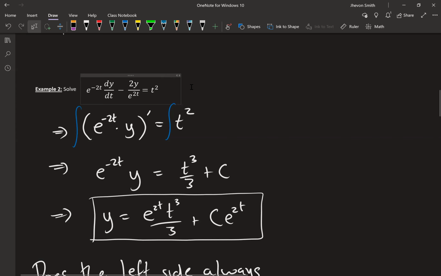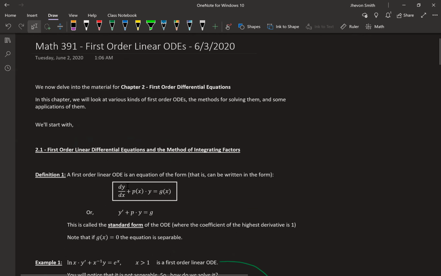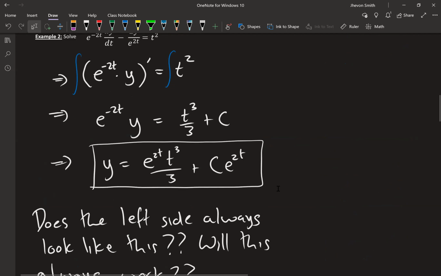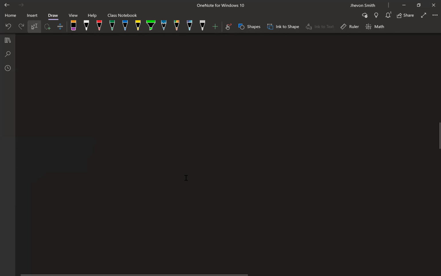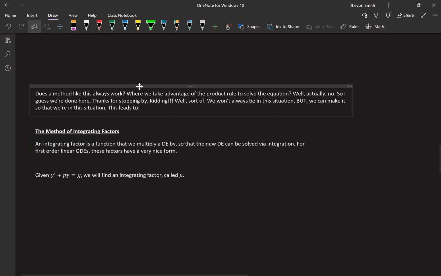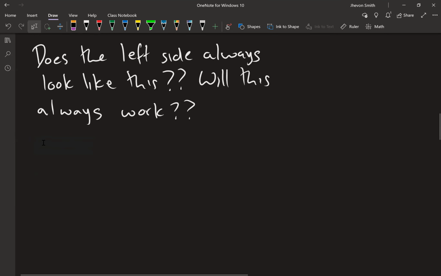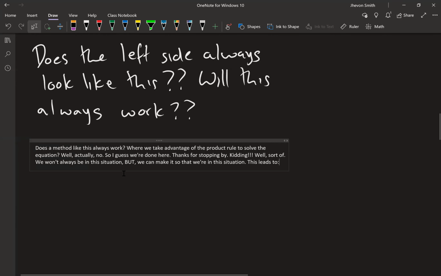Of course, all first order linear differential equations in real life are going to conform to the product rule. No, it turns out that is not a requirement. There is no requirement that the first order linear differential equation has to somehow conform itself to the product rule. Okay, so that is an obvious question, right? These two examples were too nice. So now that leads to the question I was hoping someone would ask. Does a method like this always work?